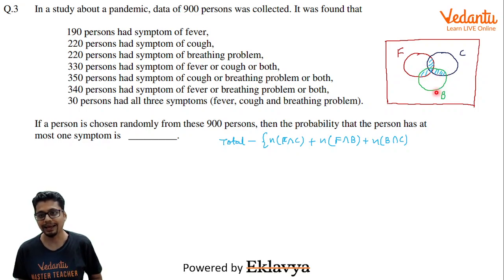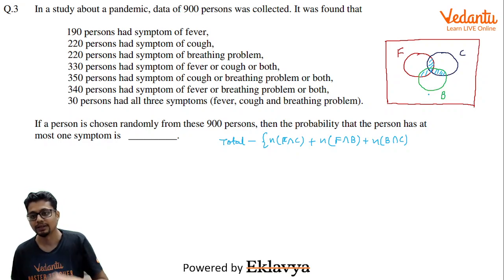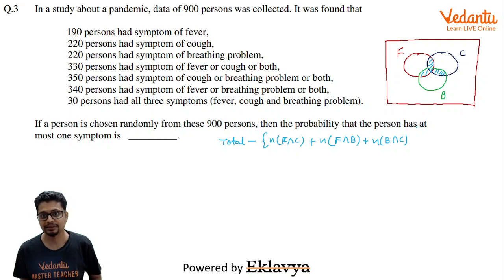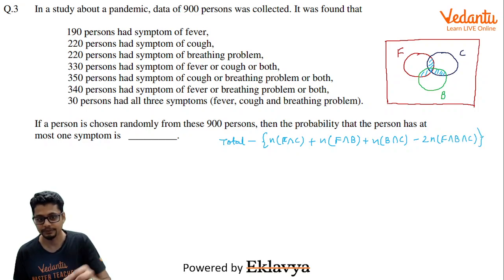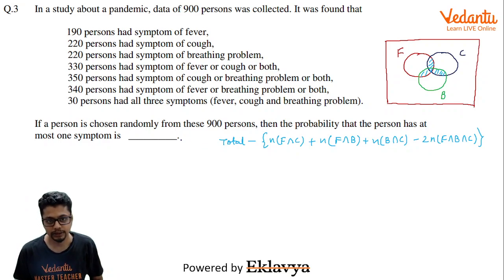So here this F intersection B intersection C, which is supposed to be counted once, is coming thrice. So you'll subtract it two times. So F intersection B intersection C. So this is the number of favorable outcomes, so to speak. So here total is 900. What about n(F intersection C)?